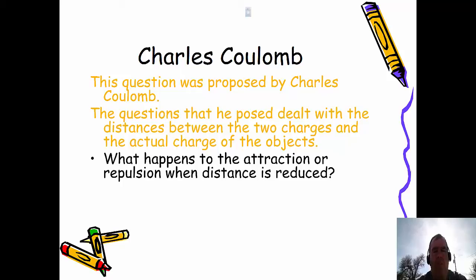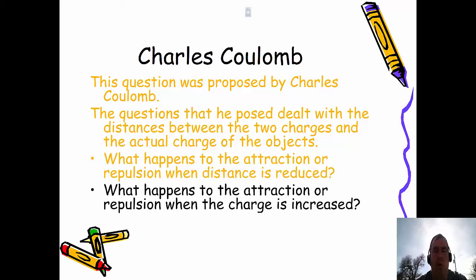So what happens to the attraction or repulsion when distance is reduced? Think about magnets, something you can visualize. When you bring magnets closer together, they become stronger, meaning they want to attract or repel one another more the closer they are together. Charges, on the other hand, are directly related: when we increase the charge, the force of attraction between them is going to increase.